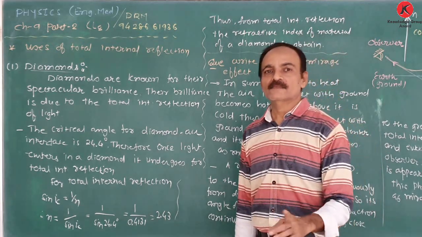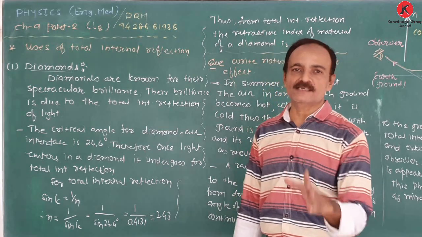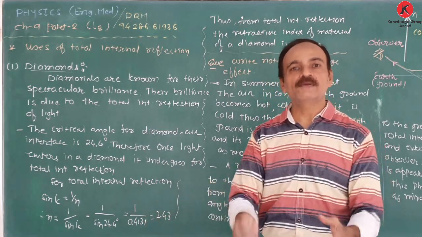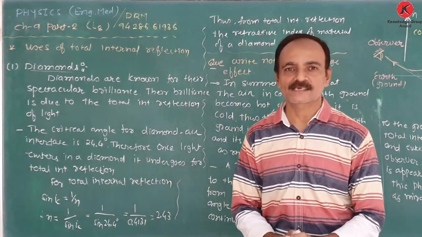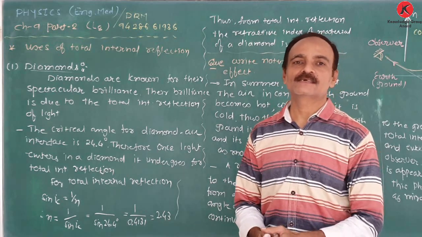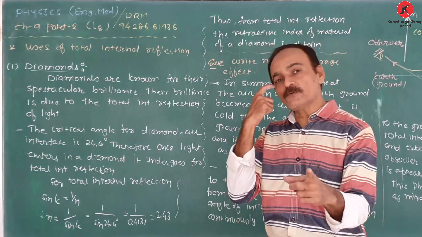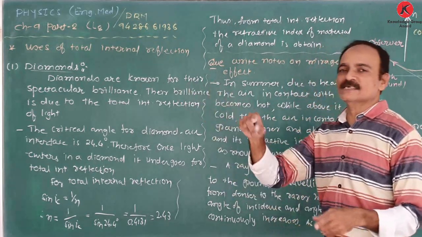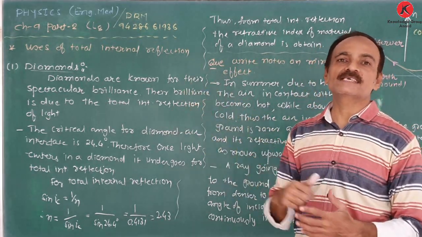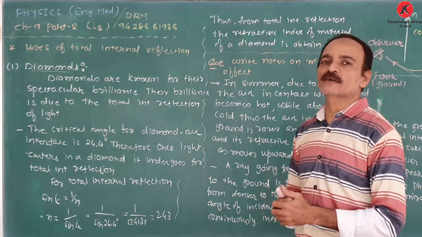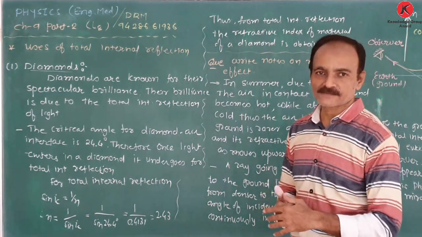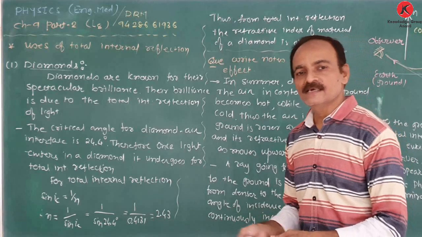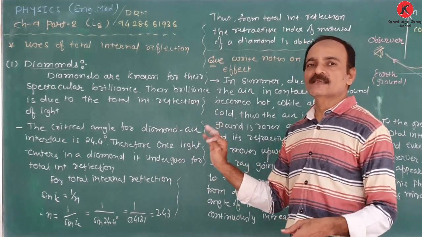One is that in the summer season, on the road, we feel that water is present, but actually there is no water. Due to the phenomenon of total internal reflection, we feel that at a far distance on the road there is water, and this effect is known as the mirage effect. We also learn about this effect in the uses of total internal reflection.